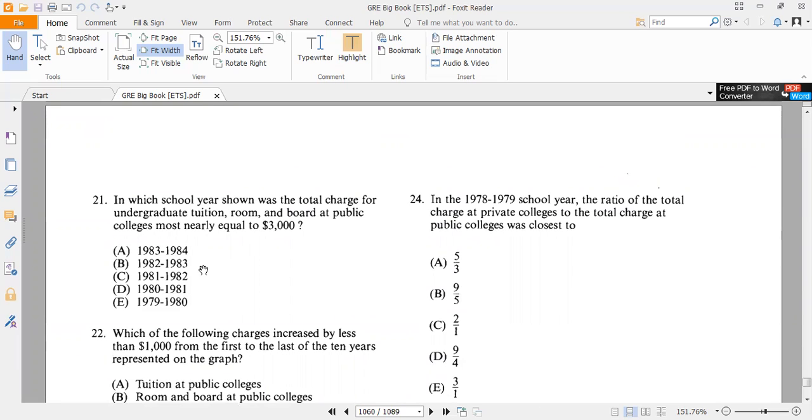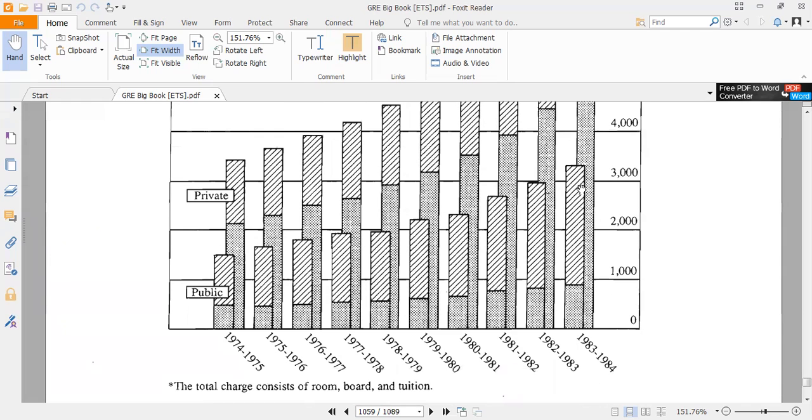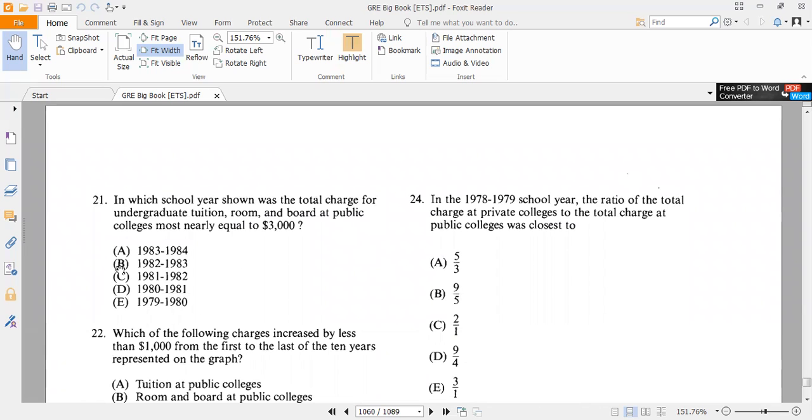Question number 21. In which school year shown was the total charge for undergrad tuition, room and board at public colleges most nearly equal to $3,000? Okay. Public college. The first bar is the public college, so we have to find a bar that is closest to 3,000. So first we look at 3,000 and try to find which bar reaches closely to it. This bar, it is 1982 to 1983. So the correct answer should be 1982 to 1983, or option D.